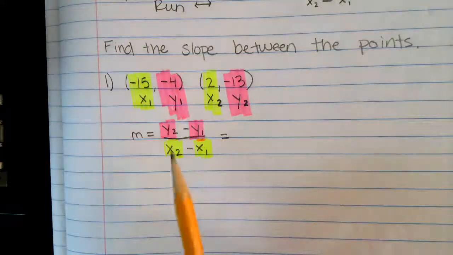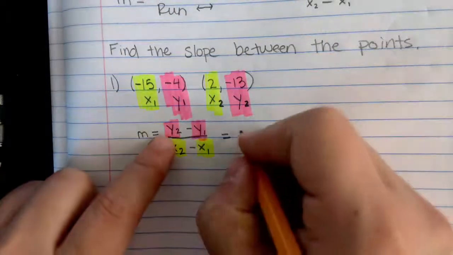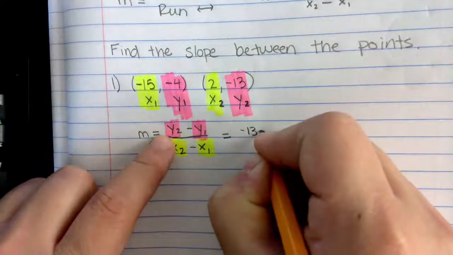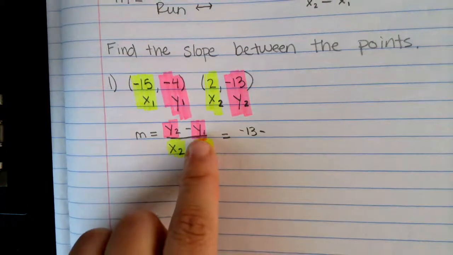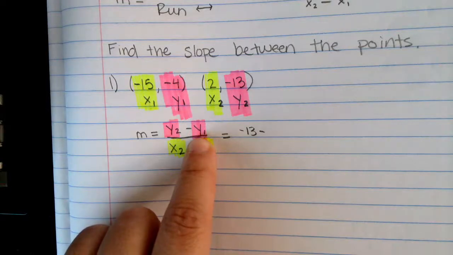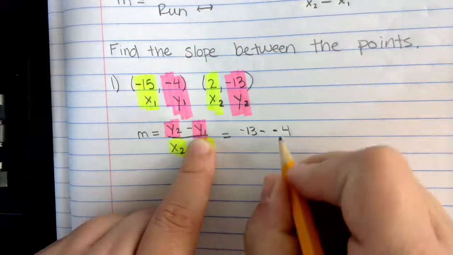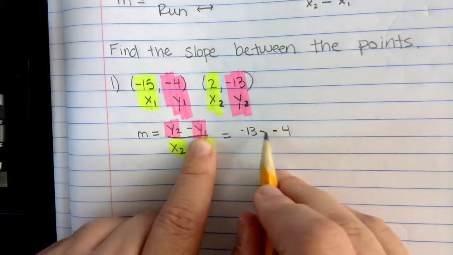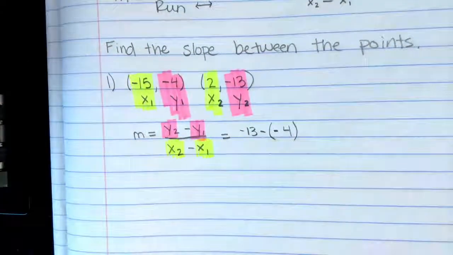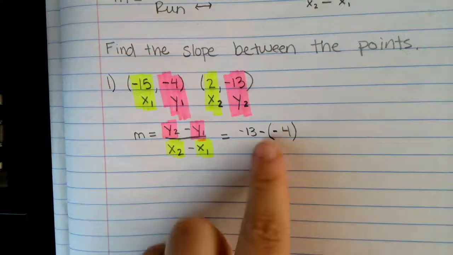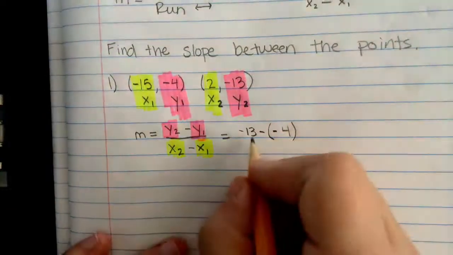All right, so what is my Y2? What is the Y from the second ordered pair? Negative 13. Minus my Y1. Negative 4. Now, we're going to be really careful with that negative 4 because we don't want that minus and negative to get confused. So sometimes I like to use parentheses. There's nothing special about those parentheses other than it tells me that's a negative sign and that's a minus sign. So what if you just make a plus sign? You could.